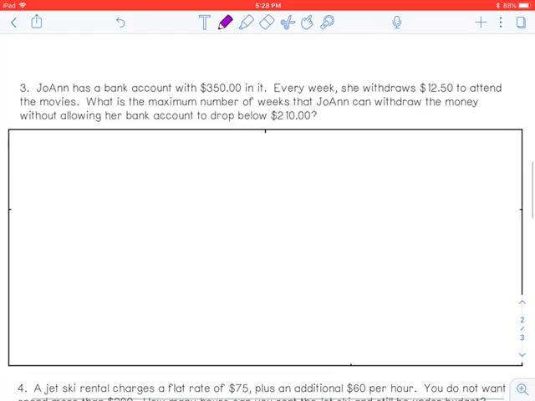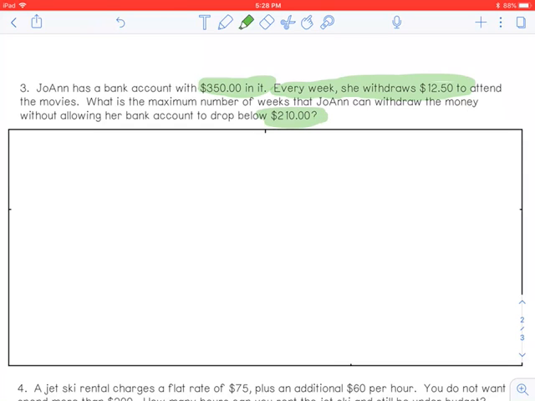It says Joanne has a bank account of $350 in it. Okay, she has that much. Every week she withdraws or takes away from it. Okay, every week. So she does that more than once. What's the maximum number of weeks that Joanne can withdraw without allowing her bank account to drop below 210?